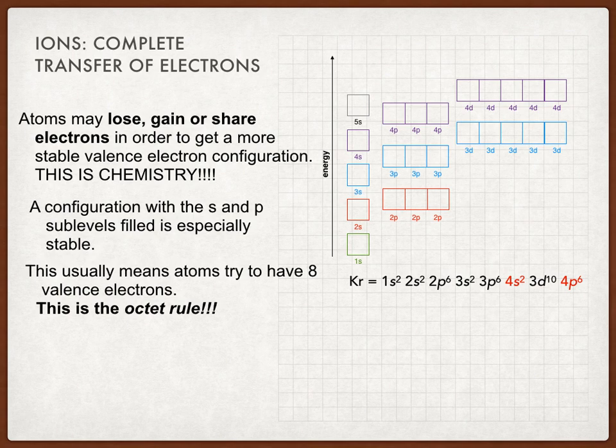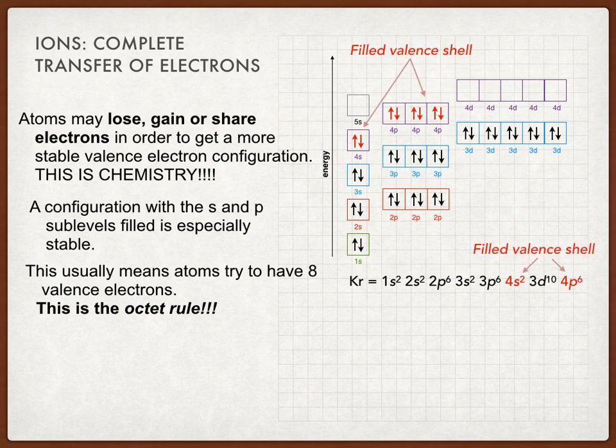So let's look at krypton, for example. Okay, krypton, here is the electron configuration, and then here is the orbital diagram for krypton. I have the valence electrons highlighted in red. Krypton is a noble gas, so it has a complete valence. This is why krypton doesn't react with anything. It doesn't need any electrons to have a full valence, and it doesn't need to give any away. It's complete, so it's happy, okay? Again, this is the filled valence shell.